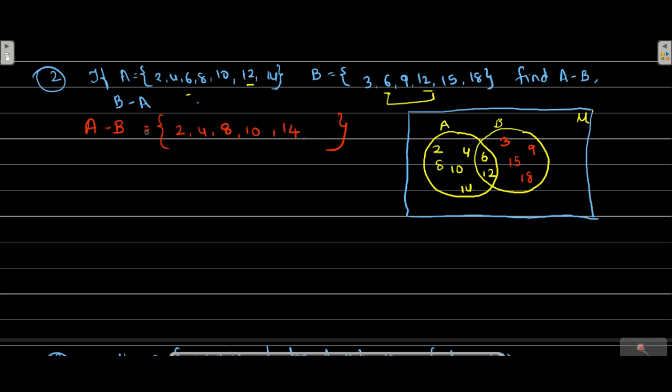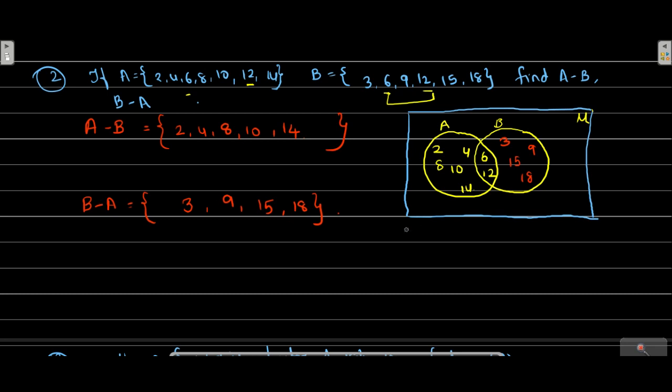These are the elements that will be there in the set A minus B. A minus B set will comprise of these elements. Now, let us find B minus A. B minus A will be the set which has the elements, leave the overlapping area and write down the remaining elements of set B. What are those? 3, 9, 15 and 18. These are the elements of set B minus A.